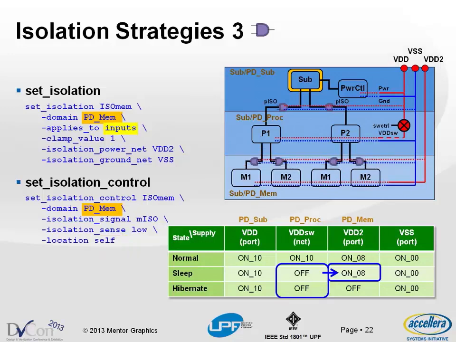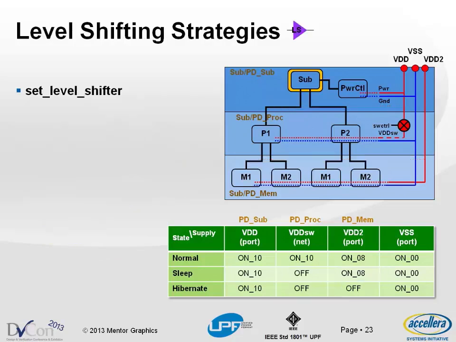And so an alternative is to do the same thing, but instead of putting the isolation on the parent, we put the isolation in the self here, and that ends up putting them inside the PD-mem domain, and now they can be powered with the regular power without a need for a backup supply.